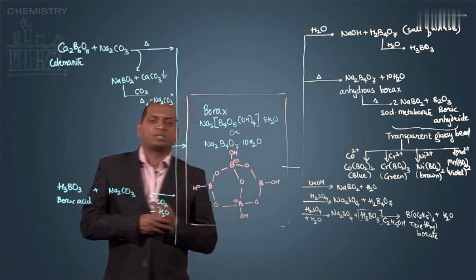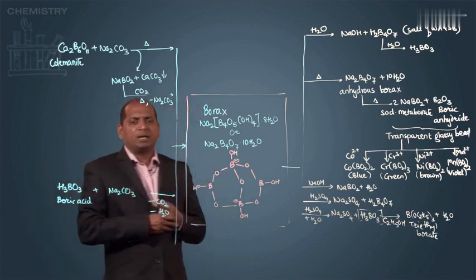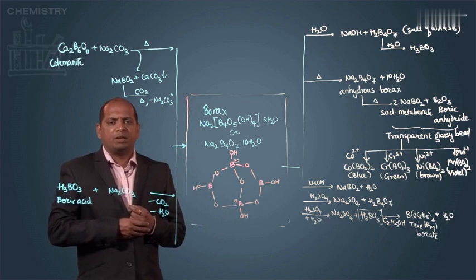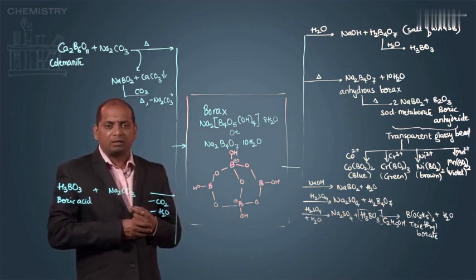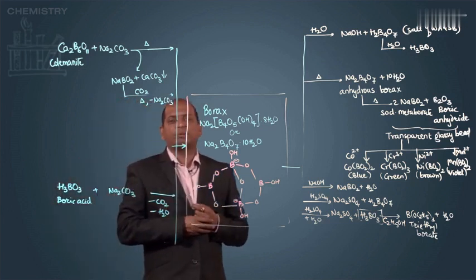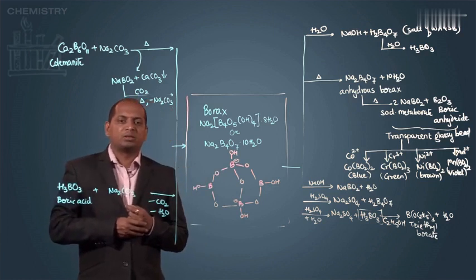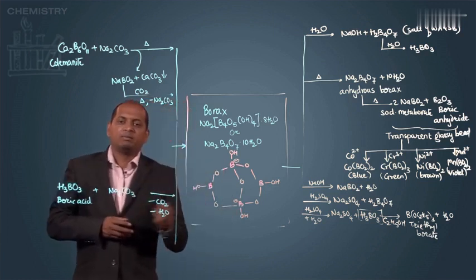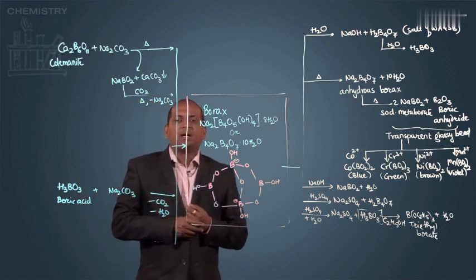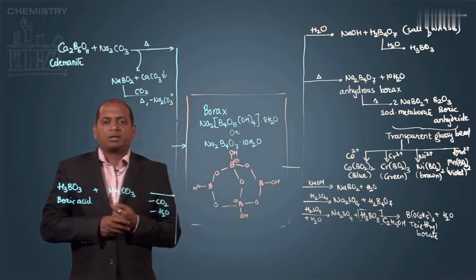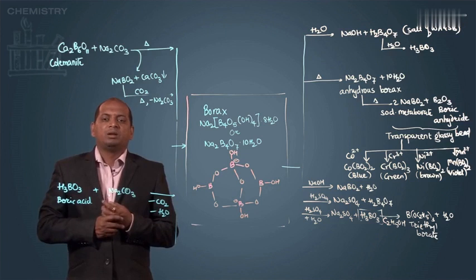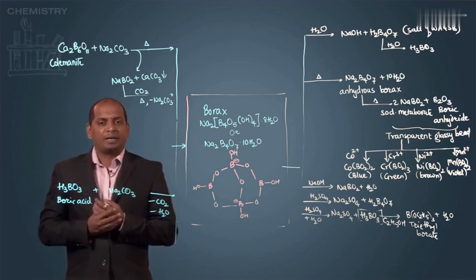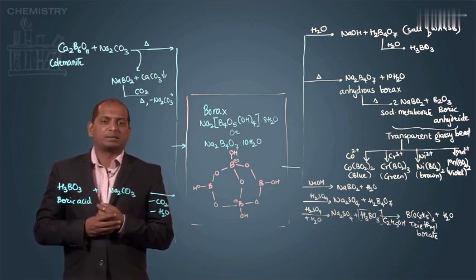Now, how is borax prepared? Basically, borax is prepared mainly from tincal, which is an ore. 50% of tincal is actually made up of borax. So, by metallurgical treatment, we can get borax. The other chemical methods involve preparation from colemanite and from boric acid.